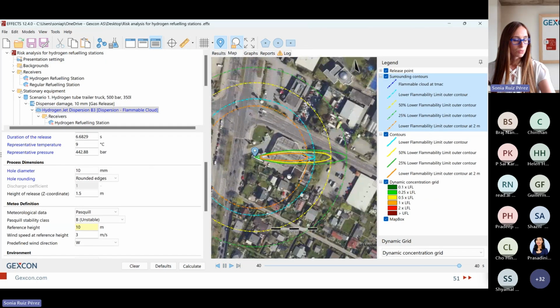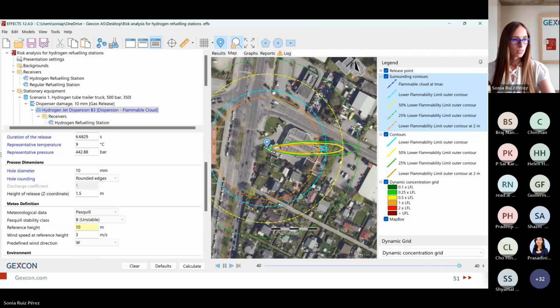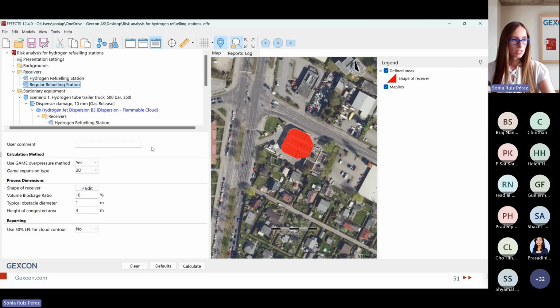And then, as I mentioned before, the cloud is getting in the way of this regular refueling station, which acts as a congestion area. So we can add a congestion area as a receiver, which you can draw in the map, and then define the expansion type to be 2-dimensional. With a refueling station, you have the ground and the ceiling of the refueling station, so the cloud can only expand sideways. So that's why the expansion type is 2-dimensional.